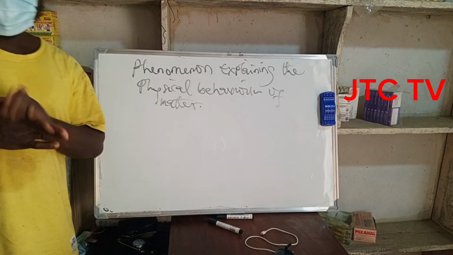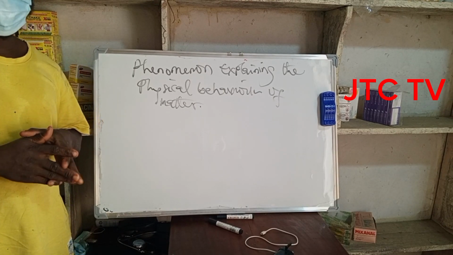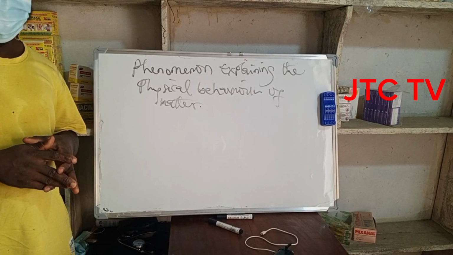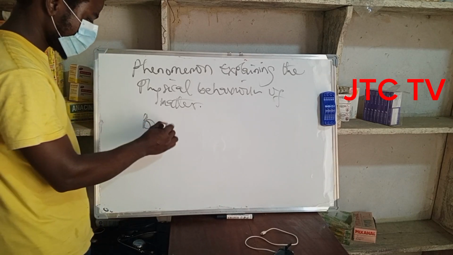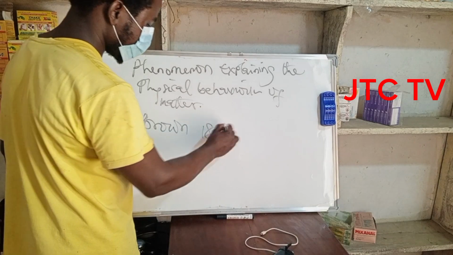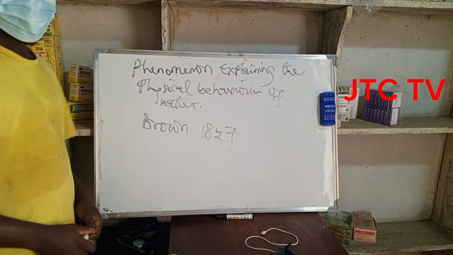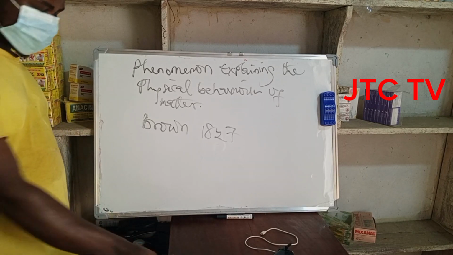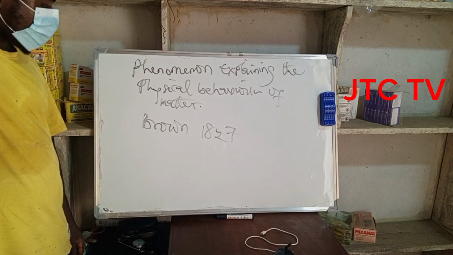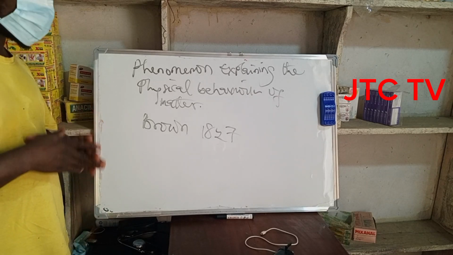So the first phenomenon is Brownian motion, and this phenomenon was first observed by a botanist called Brown in the year 1827. The year 1827, that was when the first phenomenon that treats the physical behavior of matter was confirmed by the botanist called Brown. What did he do?